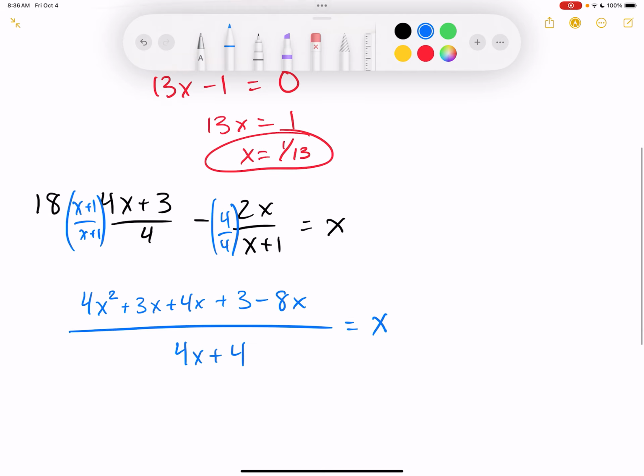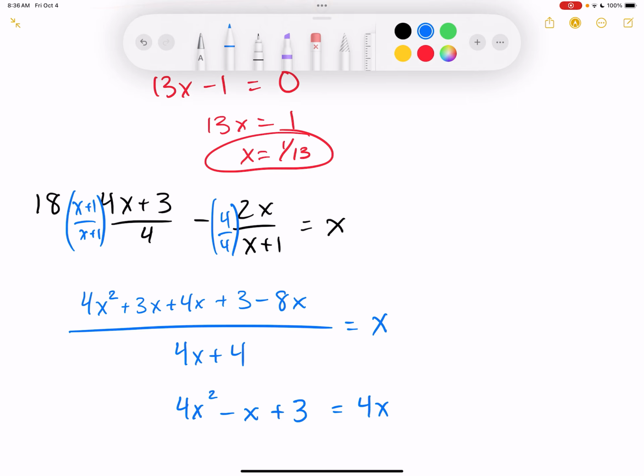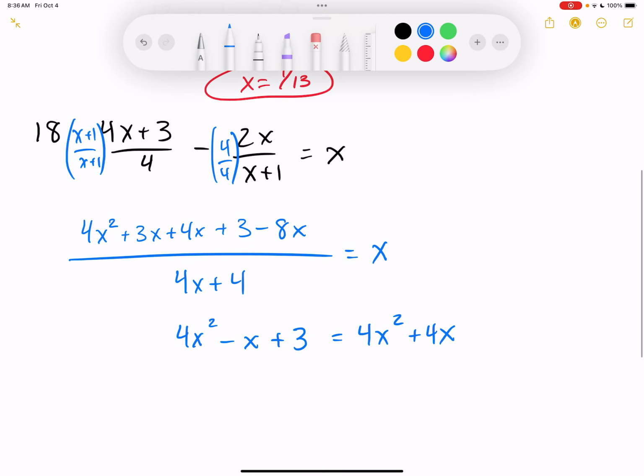So in this step that I'm about to do, I'm going to multiply both sides by 4x plus 4, and then I'm going to combine like terms here. So on top, I'm going to have 4x squared minus x plus 3 equals x times this stuff. So 4x squared plus 4x. Are we tracking what I just did there? Because I did two things at the same time.